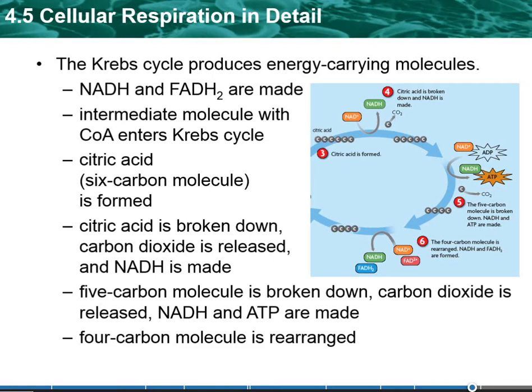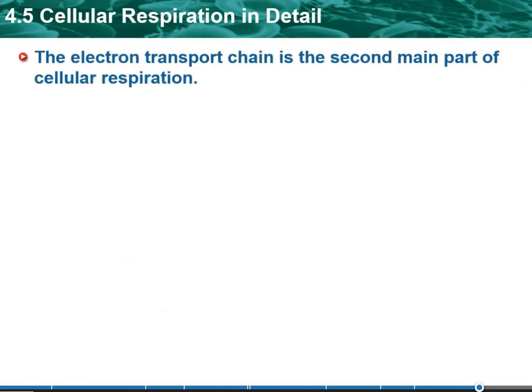You're going to have NADH and ATP made, and it's going to rearrange all of that. All of the electron carriers that we've mentioned so far are going to go to this next stage. Just to refresh, in the Krebs cycle, it ended up making carbon dioxide, 2 ATP, and several electron carriers. The electron carriers, from this stage and from glycolysis, are all going to go to the electron transport chain.